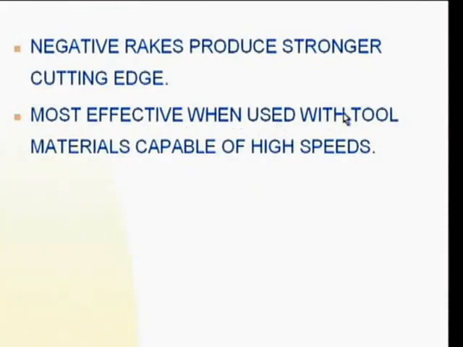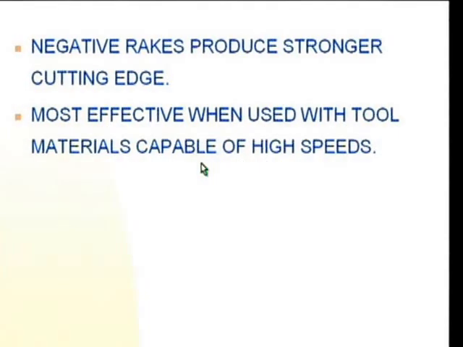Negative rakes are most effective when used with tool materials capable of high speeds. They will be used only under high speed working operations, that is, only when the cutting operation is taking place at a very rapid pace. So tools capable of withstanding those high speeds also have to be taken into consideration. Under such conditions only, negative rakes are prescribed.